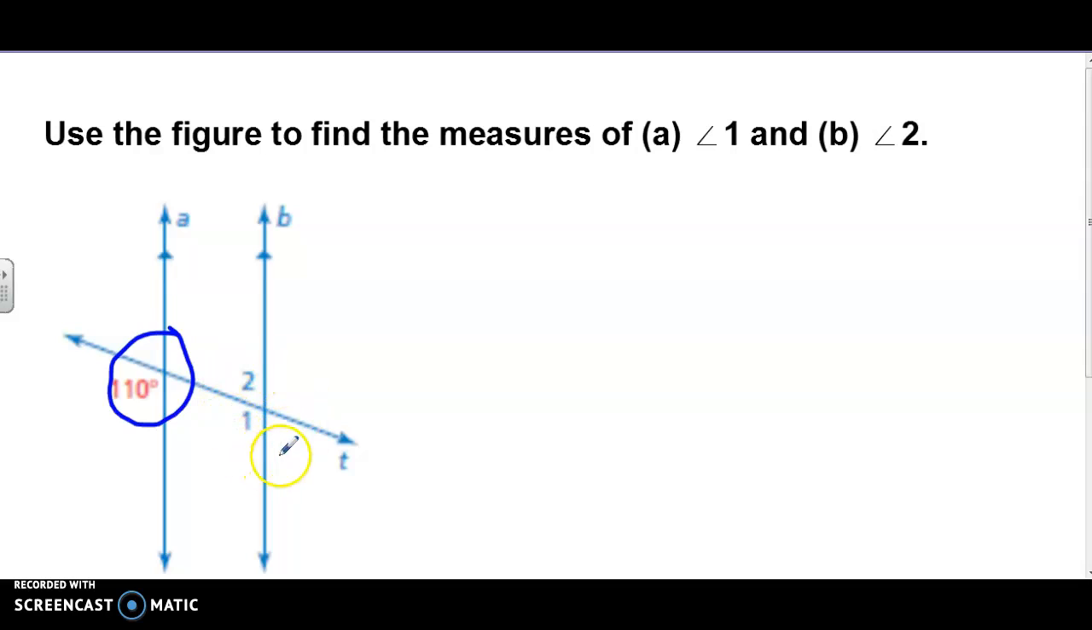So which one of these 2 is in the bottom left position? Is number 1 or number 2 in the bottom left? Well, number 1 is, right? So the measure of angle 1, and you'll see this little m in front of it a lot, is going to equal the same thing as this, because these 2 angles are corresponding. So angle 1 corresponds to this angle, so that's why angle 1 is 110 degrees.